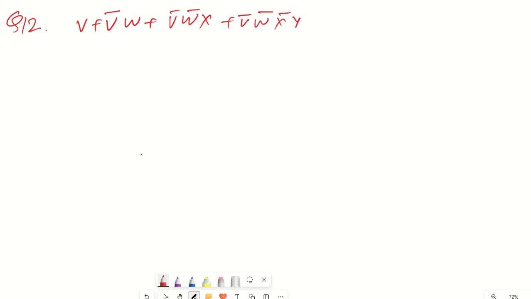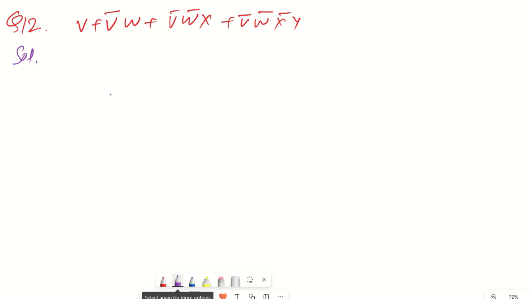Let us take another question. This was asked in GATE, and it is a very important question. So the question was v plus v bar w plus v bar w bar x plus v bar w bar x bar y. And we have to find out the minimized value of this. So what is the minimized expression for this? So let us solve this.